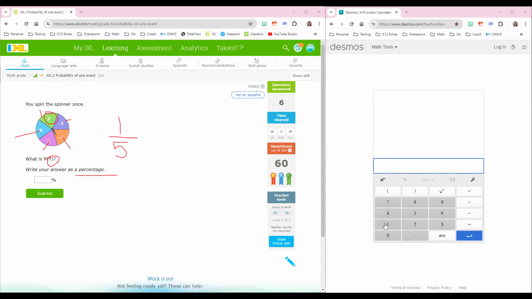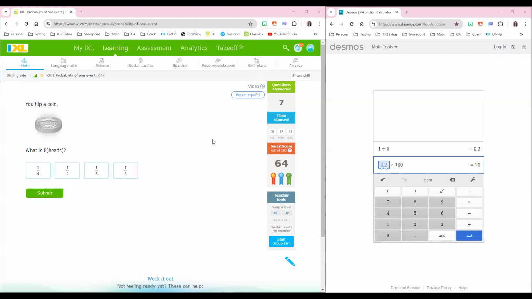So we come on over here. 1 divided by 5 is 0.2. Multiply that by 100 to turn it to a percent. We have a 20% chance. All right, I changed my mind. We're actually going to do 2 more.